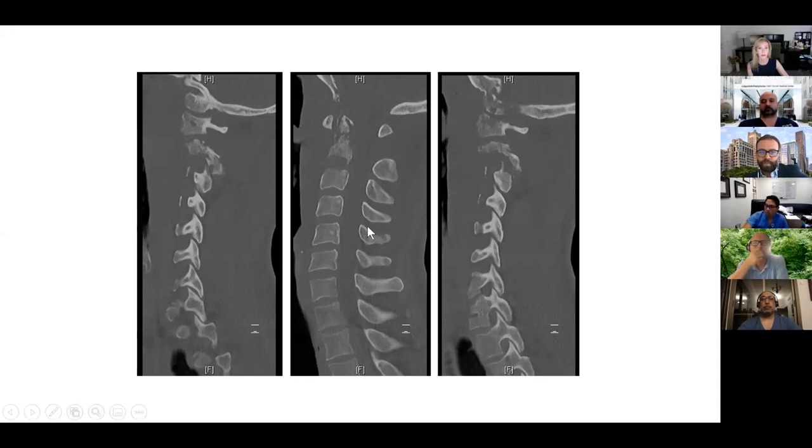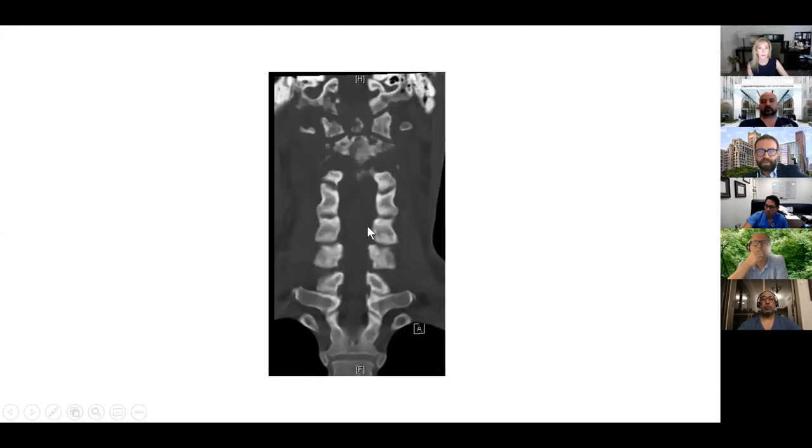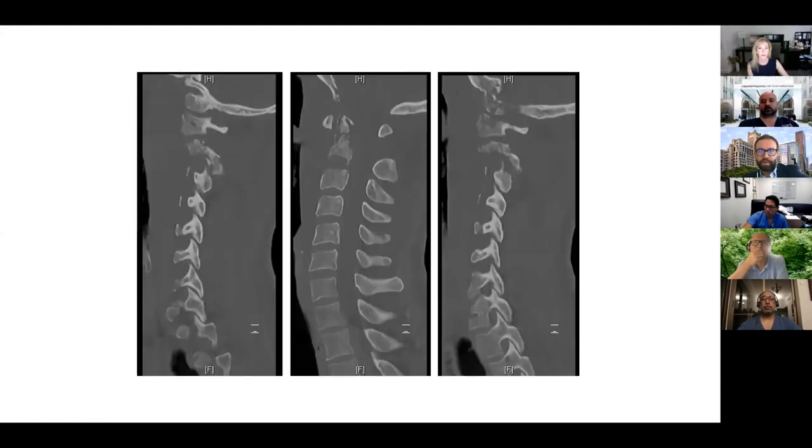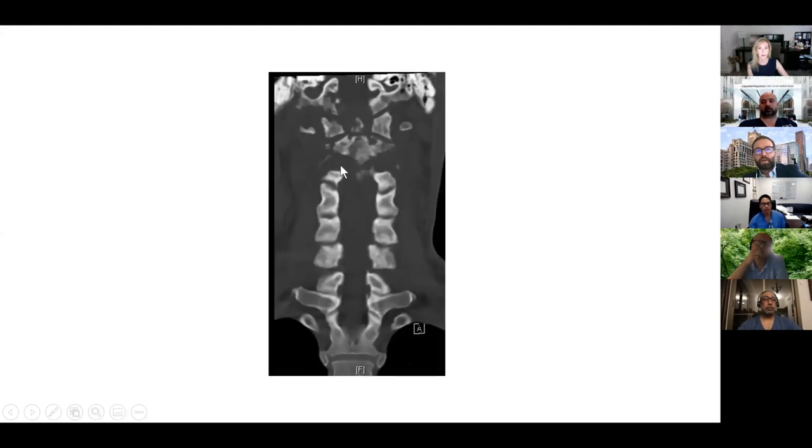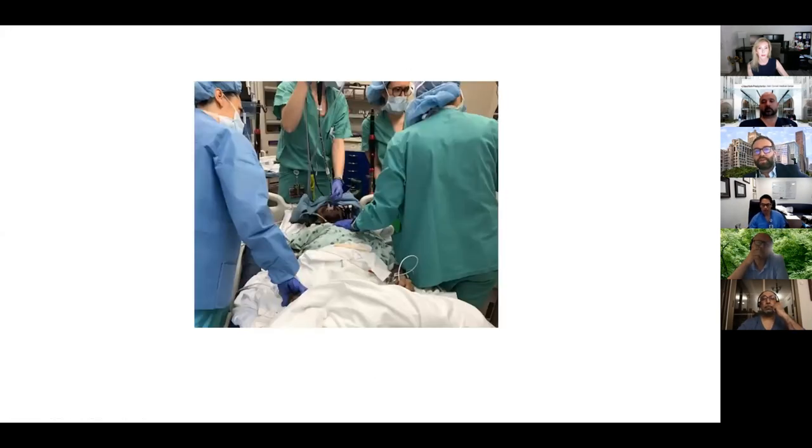Obviously, the alignment is much better here and here. Spinal cord is decompressed. The compression was due to the deformity. You reduce, you decompress. And then it takes a team, you got to do awake fiber optic. Why awake fiber optic? Because of the airway, you want to make sure that the patient does not lose his airway, not for spinal cord protection.